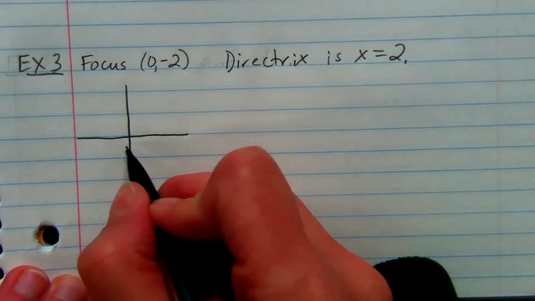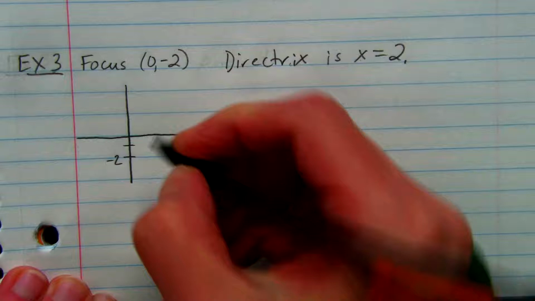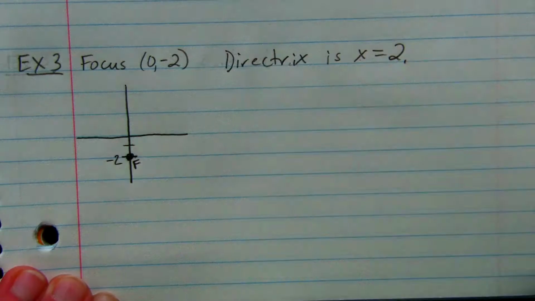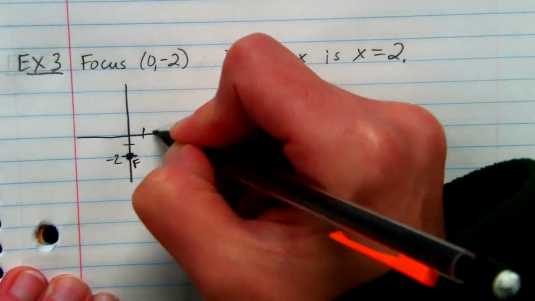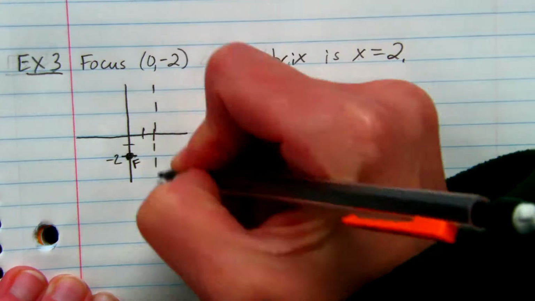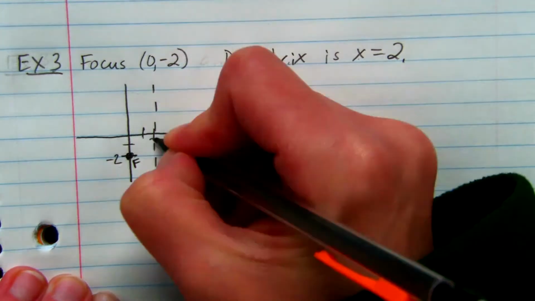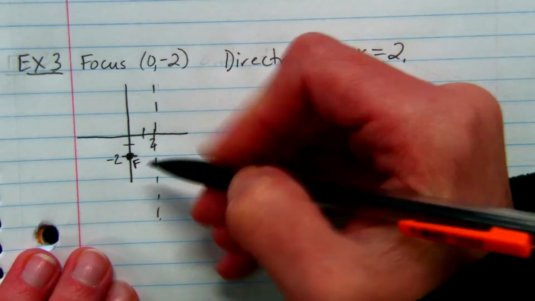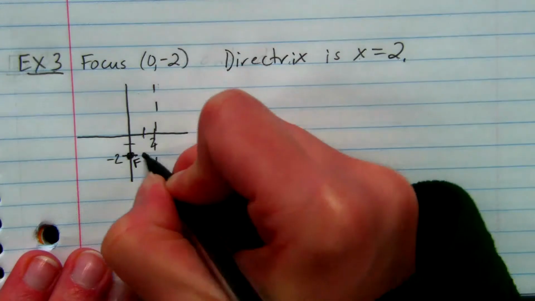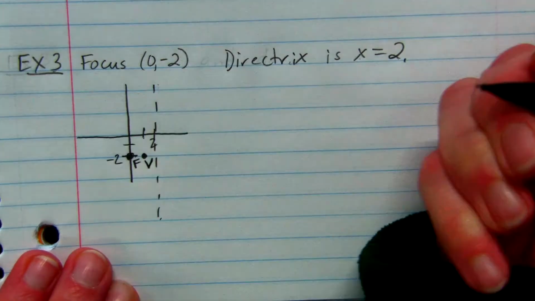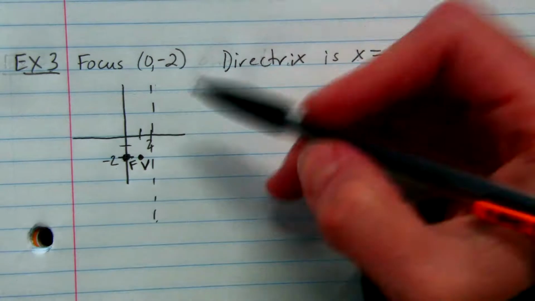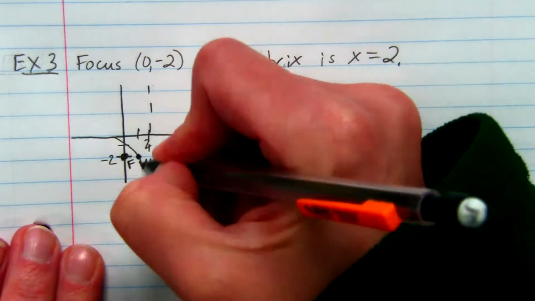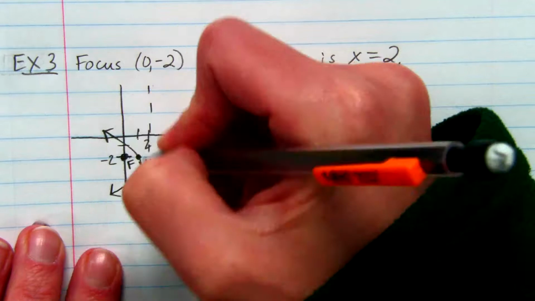So our focus is at (0, -2). Let's say this is negative 2 right here, and we'll just slap the focus right there, label it with an F. And then our directrix is at x equals 2. X equals 2 would make it go through the x-axis at 2, and it would be vertical. So if my directrix is here and my focus is here, the vertex has to be halfway in between. So that means the vertex would have to be right here. And now you ask yourself, which direction would this open? Well, knowing that the directrix is here, focus is there, vertex in the middle, we know it's going to open to the left somehow. We don't know exactly what the shape is, but we can just sketch it in there.